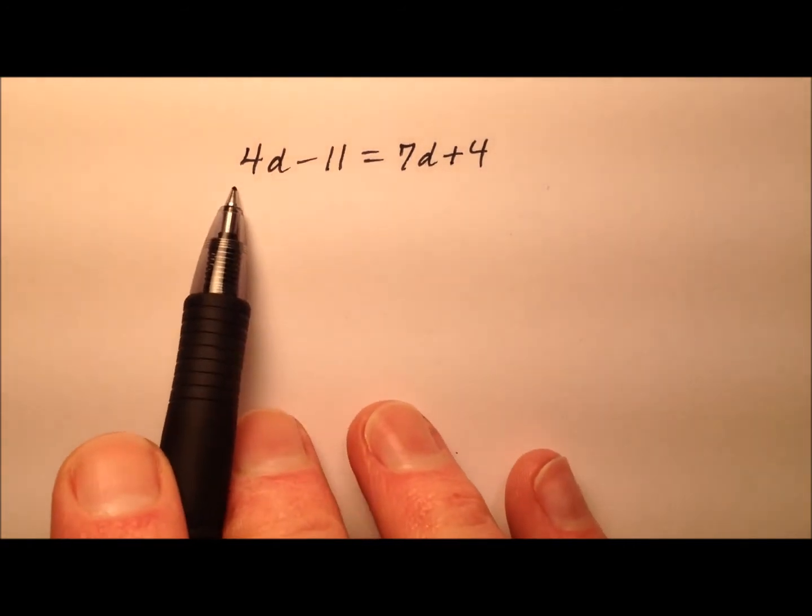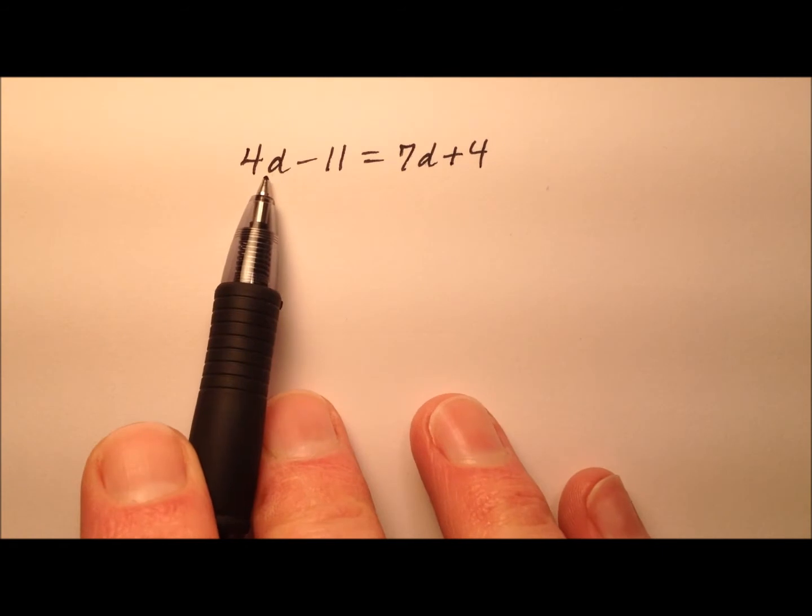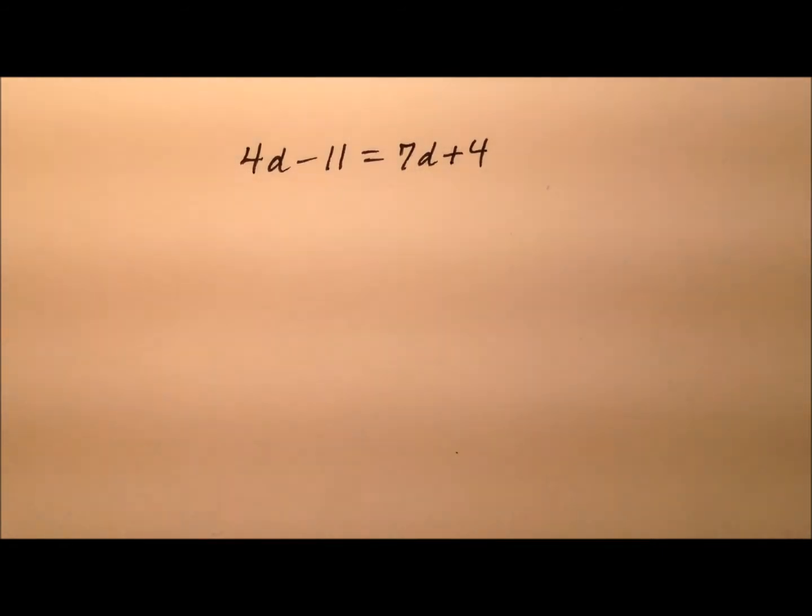In this example, we're going to go ahead and solve this equation, and it looks like on both sides of the equation we have a variable and a number. If you'd like to go ahead and try this first, pause the video, do so, and then come on back and we'll work it together.